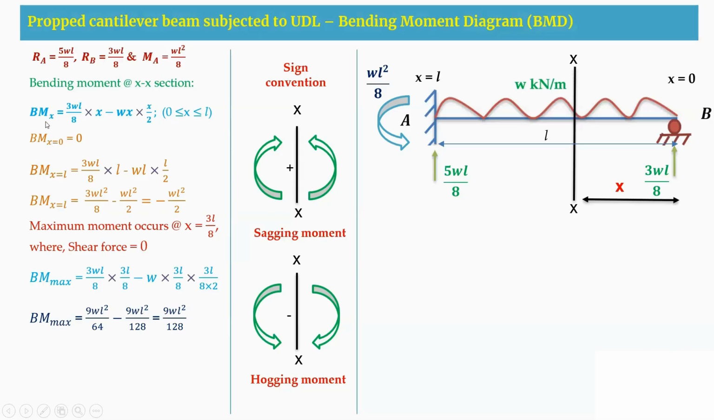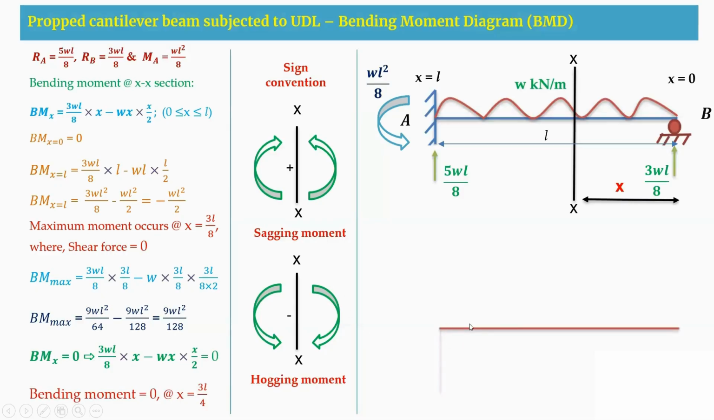Therefore, what we are going to do is make this bending moment equation equal to 0, to find the value of X at which the bending moment is 0. So BMX equation, I am equating it to 0. That means 3WL by 8 into X minus WX square by 2 equals 0. Therefore, I am getting X is equal to 3L by 4, where the bending moment is 0. Now, by using all these values, I am going to draw the bending moment diagram.